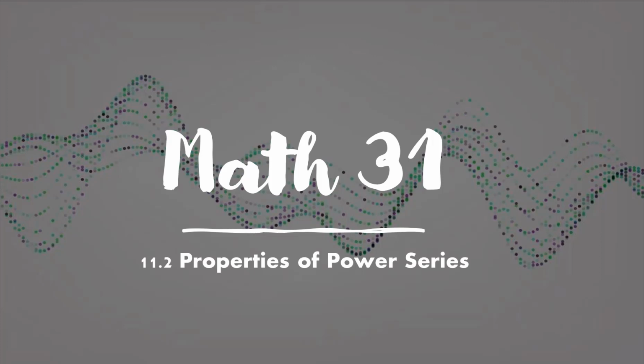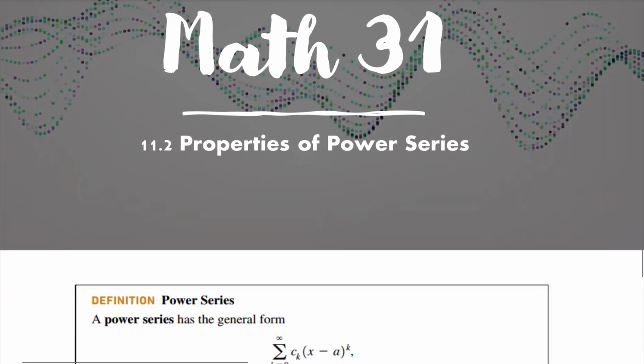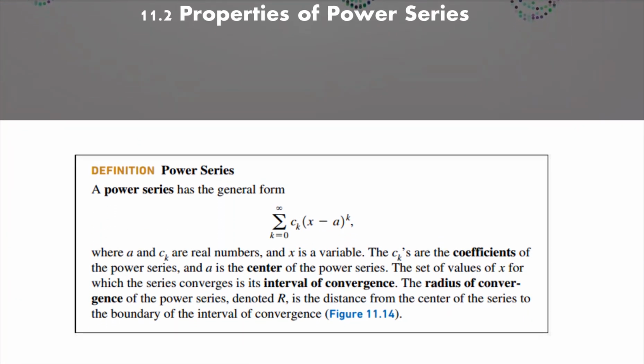We found ourselves in 11.2, which is properties of power series. We're going to deal with something called a radius and interval of convergence. So I'm going to give you a few long-winded things, and then we'll get into it. So here's the definition of a power series.